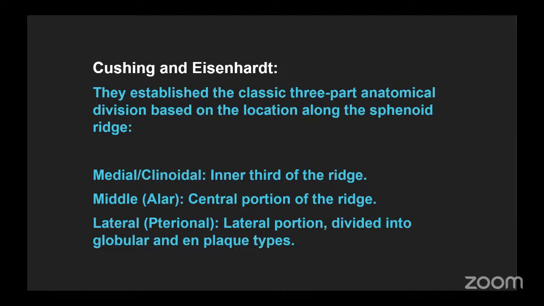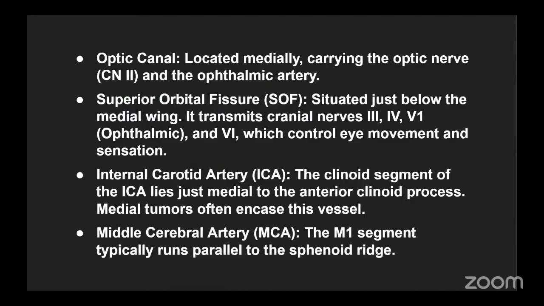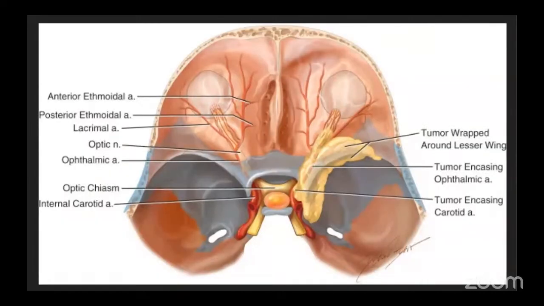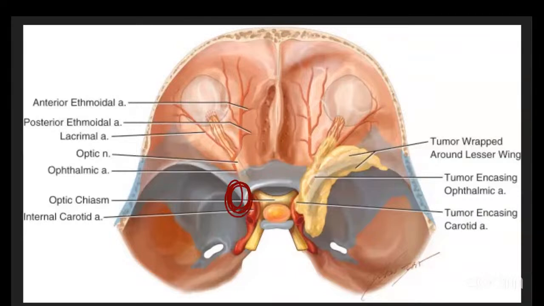There is this classification. There are two main classifications. One is the Cushing and Eisenhardt, the one that is asked during the rounds. It's also the most common one. Medial or clinoidal, which is the inner third of the ridge. Then we have middle or alar, which is the central portion of the ridge. And then we have lateral. I don't think I even need to draw this, but it's okay. Let's start here. So this portion is going to be the medial. This portion is going to be the middle, and this portion is going to be the lateral.